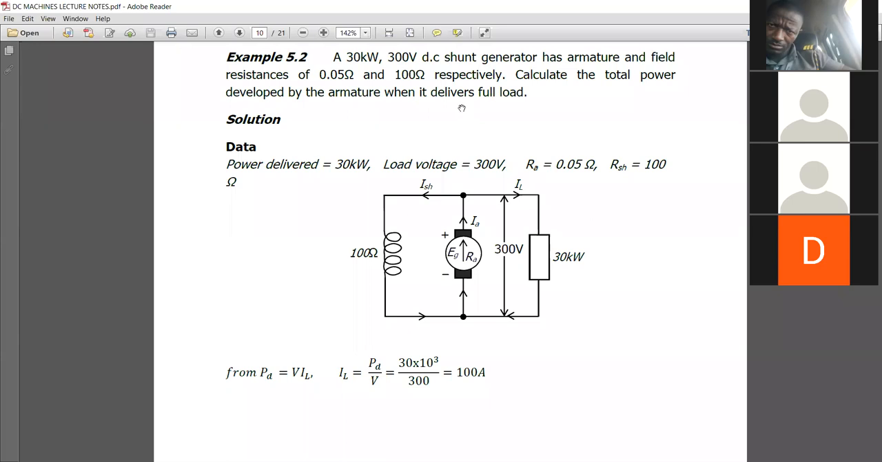A 30 kilowatts, 300 volts DC shunt generator. It even tells you this shunt generator has armature and field resistances of 0.05 ohms and 100 ohms respectively, having the total power developed by the armature. See, it's asking for the total power developed by the armature when it delivers full load. So all it's asking is, in the armature circuit, what will be the total power?